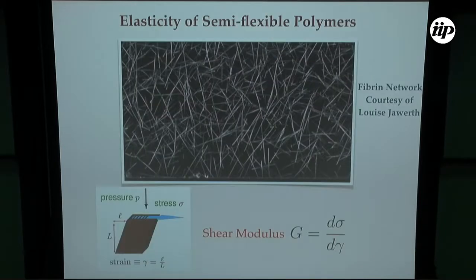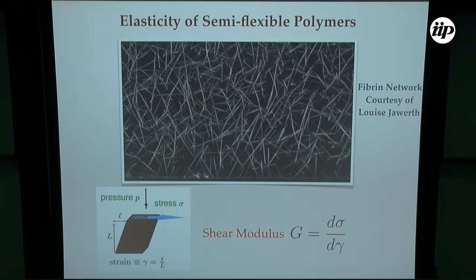Okay, so the main idea is quite simple. Imagine that you have some kind of biopolymer or polymer network that is usually a semi-flexible polymer. In general, we're thinking about biopolymers, like the case of this fibrin network, as you can see in this picture, or also collagen, or actin networks, and so on.